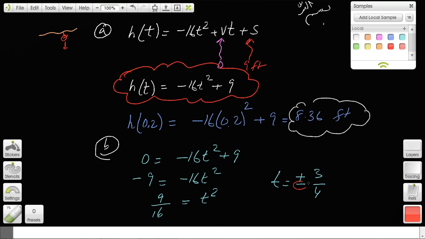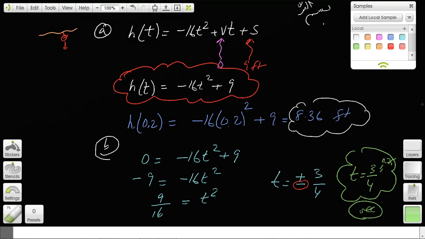Again, the negative answer is meaningless because we're talking about time. So t is 3/4 of a second, or 0.75 seconds. So it's going to be pretty quick. Let me just write down the decimal, 0.75 seconds. That's how long it's going to take for the cherry to hit the ground.